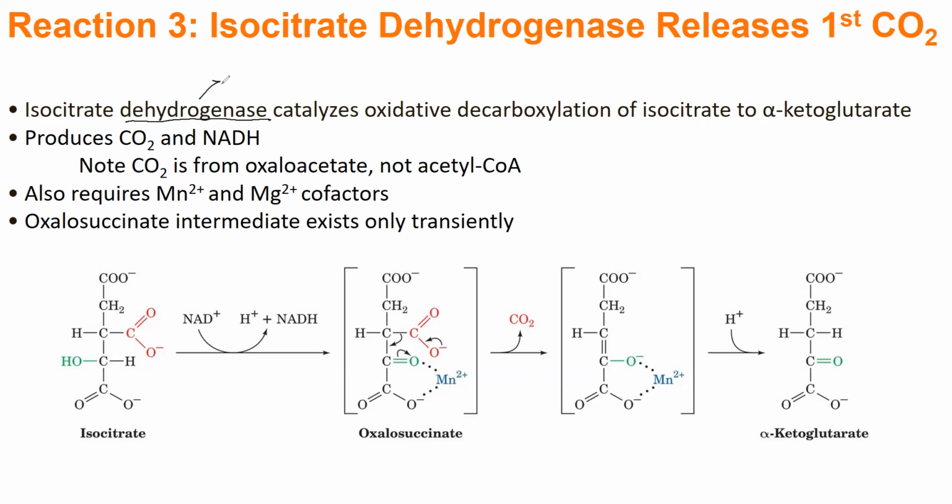Whenever you see the word dehydrogenase in an enzyme, that's your cue that we're doing a redox reaction. So we should be looking for NADs or FADs to be part of the mechanism. And that's what's happening in the first step here. We have NAD plus going to NADH, right? So we are taking off the hydrogens from this carbon to make a C double bond O.